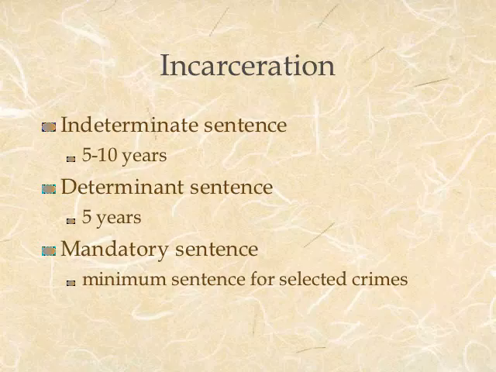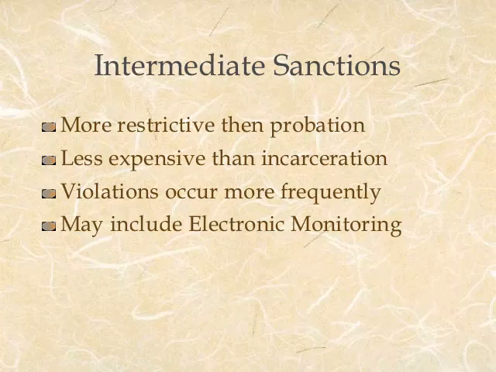Mandatory sentences are a minimum sentence for selected crimes. By law, the judges don't have a choice. They have to sentence these people to this mandatory sentence. Intermediate sanctions are more restrictive than probation but less expensive than incarceration, and these could include things like electronic monitoring.